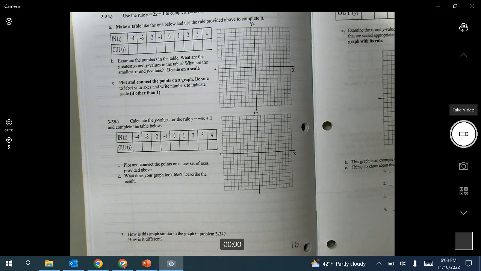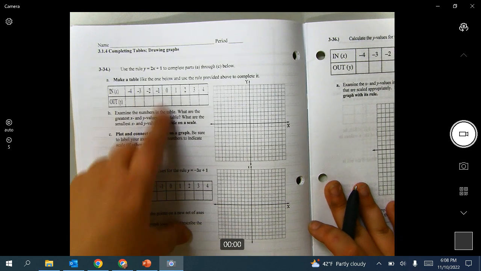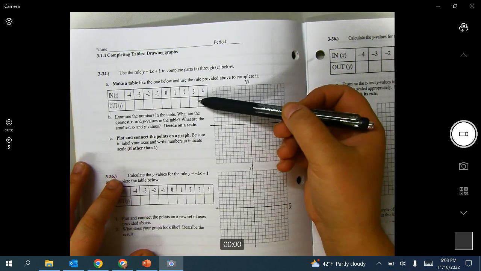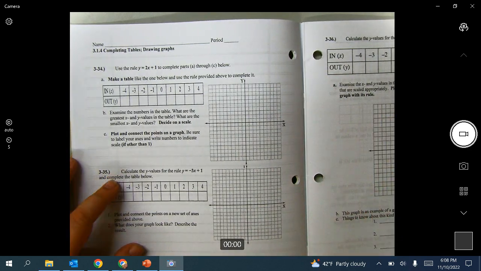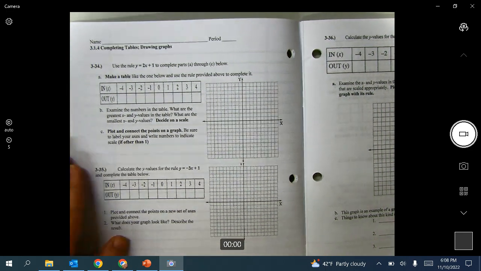Hey guys, today we're going to be going over pages 16 and 17 in your Unit 3 workbooks. This is all about using a rule, or equation, to fill out a table and then graph it. Okay, so we are now into what's called a linear equation.